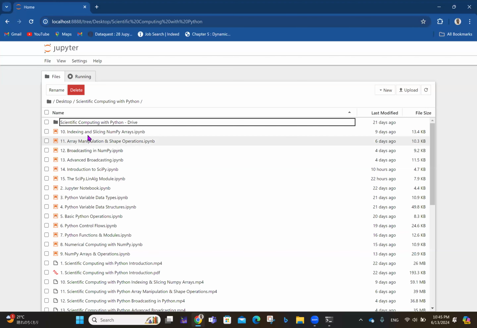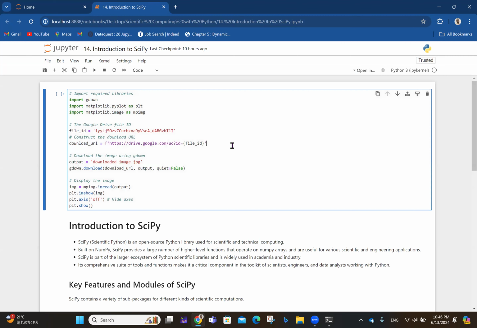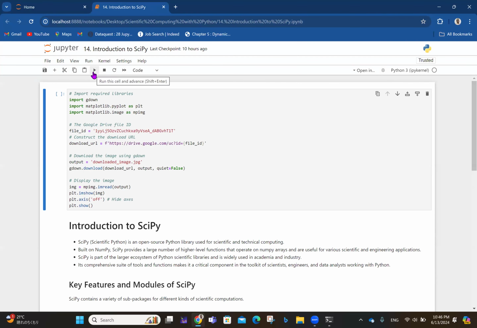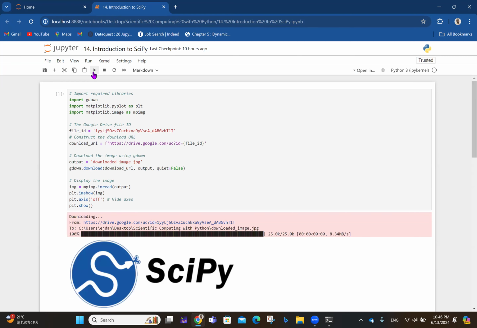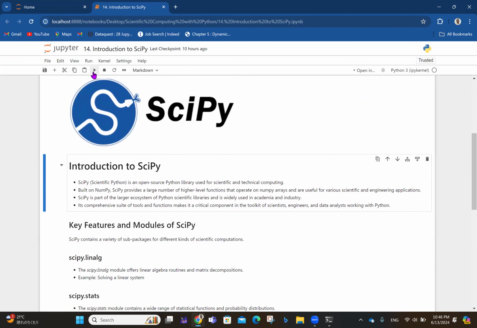All right, that should be the 14th video on scientific computing with Python. And we are talking about introduction to SciPy. Well, this is just code to show the SciPy logo. So if I run this, it just shows the logo for SciPy. Yeah, there you have it. That's the logo for SciPy, Scientific Python.